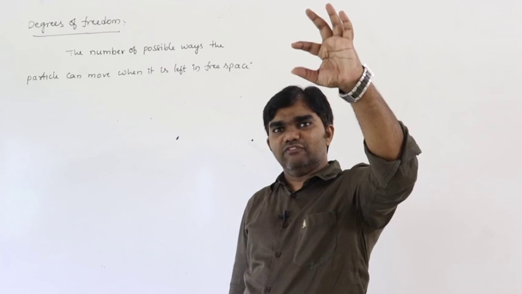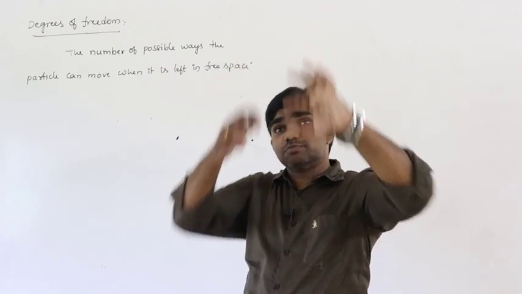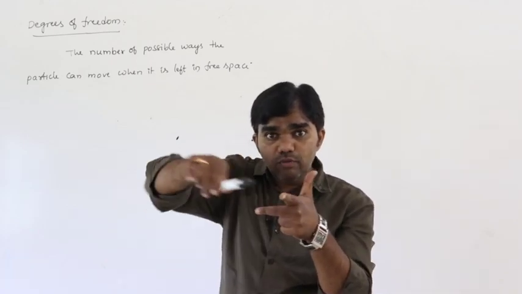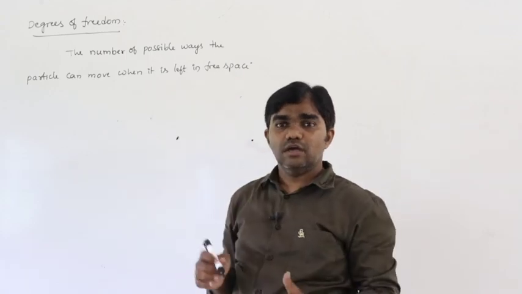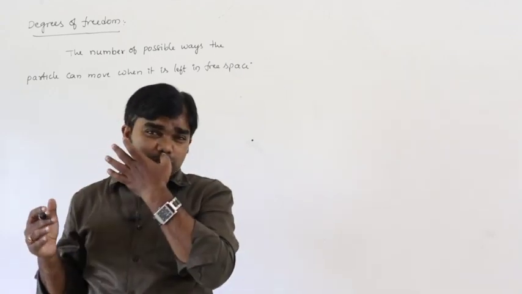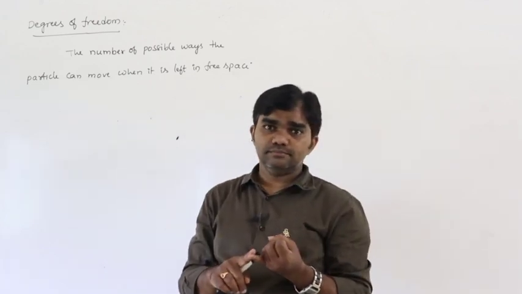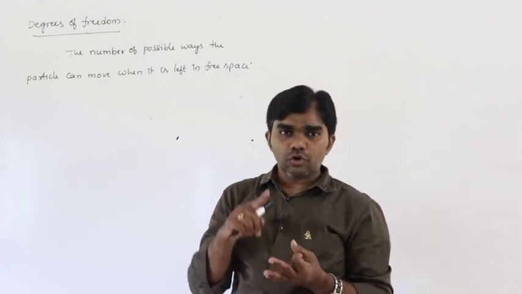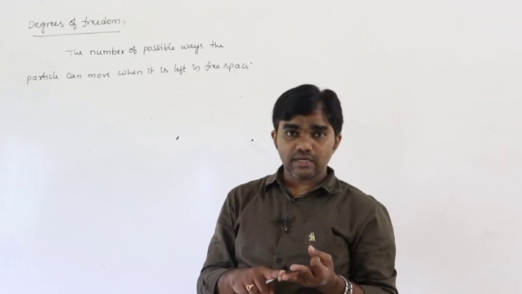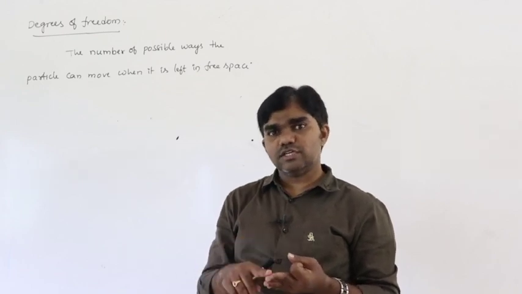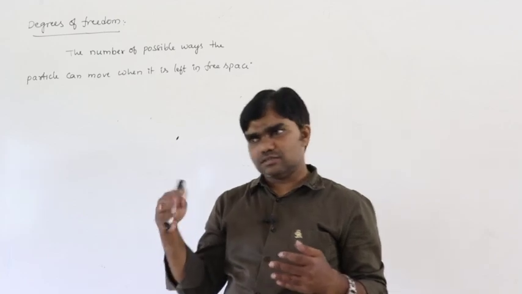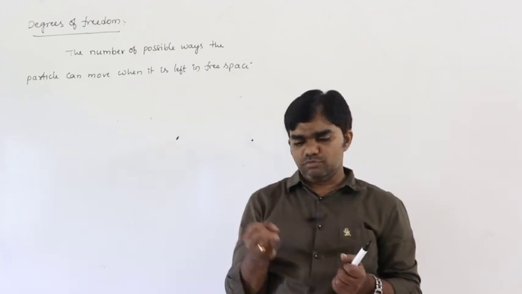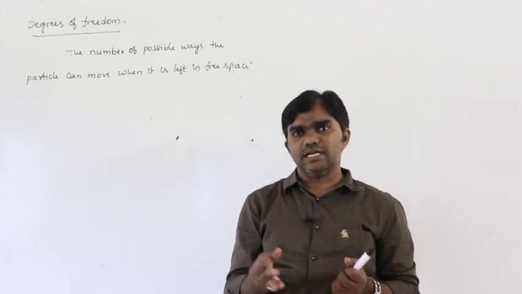A particle left in free space, how many ways can it move? It may move three-dimensionally, along the x-axis, along the y-axis, or along the z-axis. How many possible ways of motion do we have? Straight line motion, oscillatory motion, rotational motion. The helical path, circular or elliptical path depends on only these three. Generally we have three types of motion: straight line motion, rotational motion, oscillatory motion.